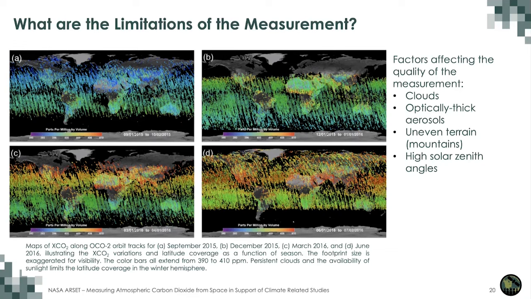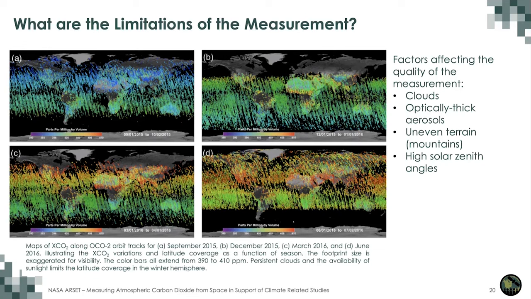The TCCON instruments being on the ground and looking up, it's a direct sun measurement, so it's much less impacted by aerosol interference. And of course, since you're looking up, you don't have problems associated with characterizing the surface. So using the TCCON and other kinds of balloon-borne and aircraft reference measurements are a key part of quantifying and minimizing the uncertainties in the geophysical parameters.